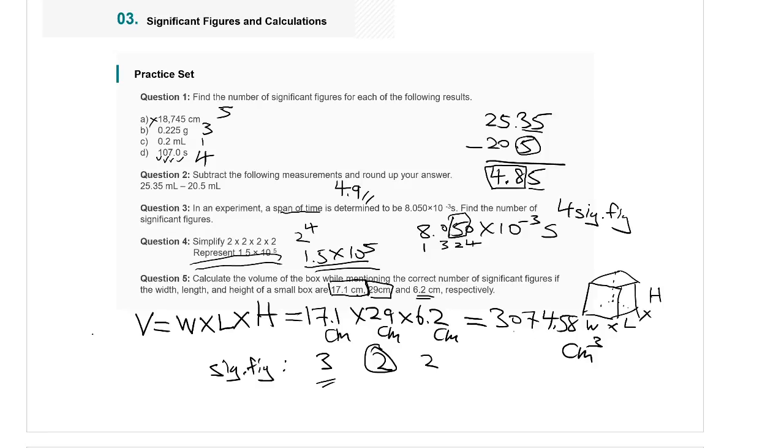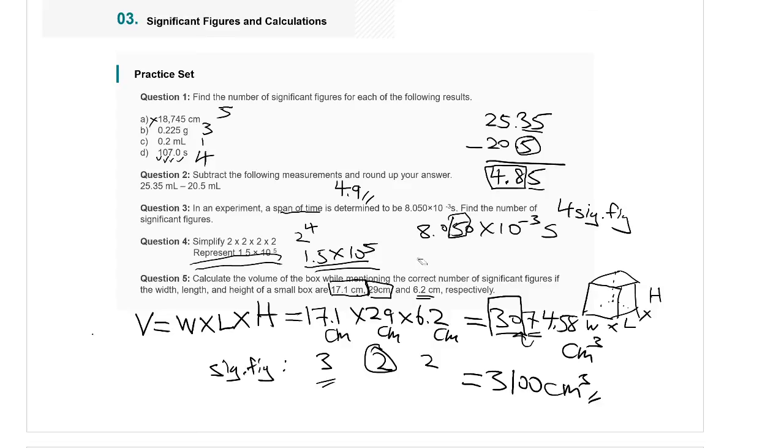So from here, we are going to choose the first 2 significant figures from the left to the right. But we have to look at the third significant figure, which is 7. So at the end of the day, we will have 31,000 centimeter cube.